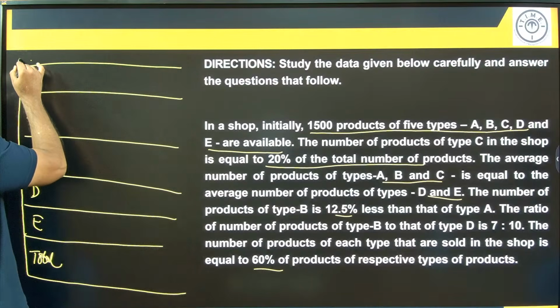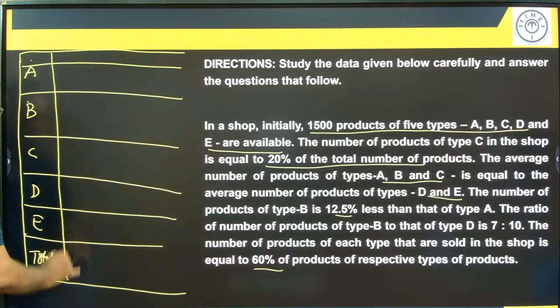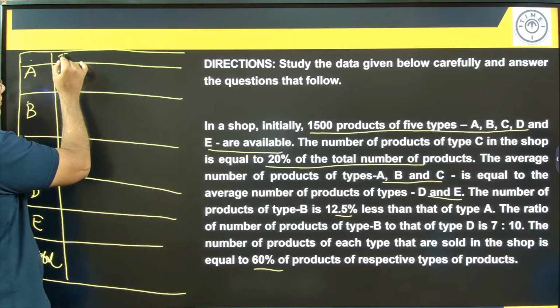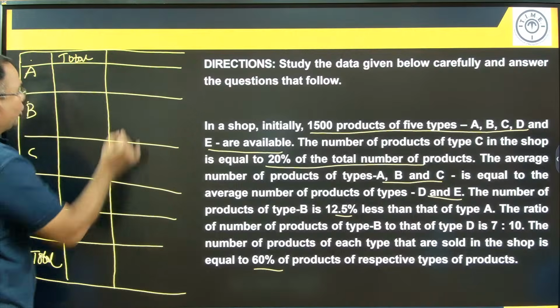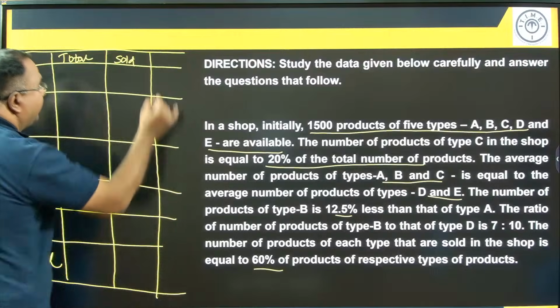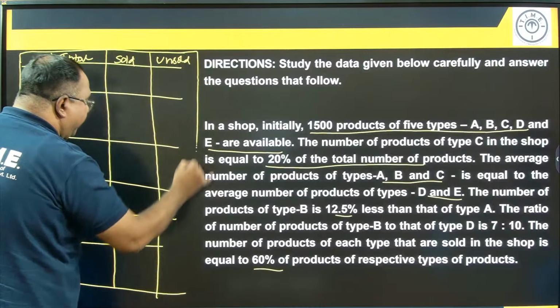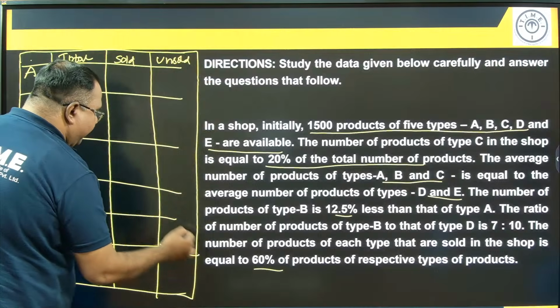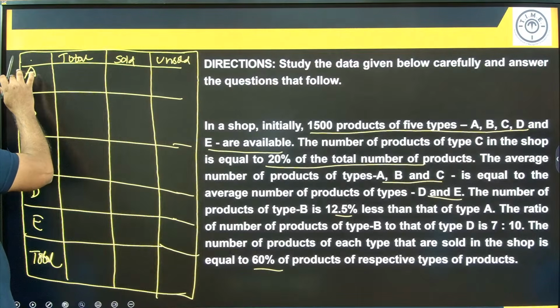So we have total products. Out of this, how many are sold? And when you know sold, total minus sold must be your unsold. I don't know, I'll do the calculation here. Okay.